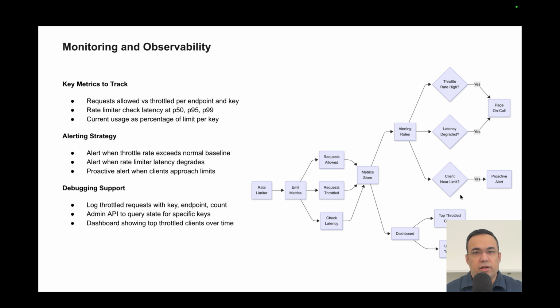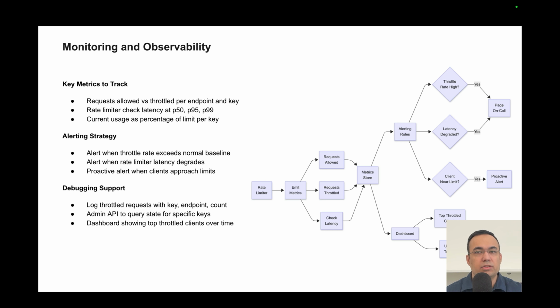Now let's talk about monitoring and observability for our rate limiter. We should track several key metrics. First is the counter of requests allowed versus throttled, broken down by endpoint and key. This tells us how much limiting is actually happening. Second is the rate limiter check latency at P50, P95, and P99 percentiles. If the latency increases, something is wrong with the storage layer. Third is the current usage as a percentage of the limit per key. This helps us identify clients approaching their limits before they start getting throttled.